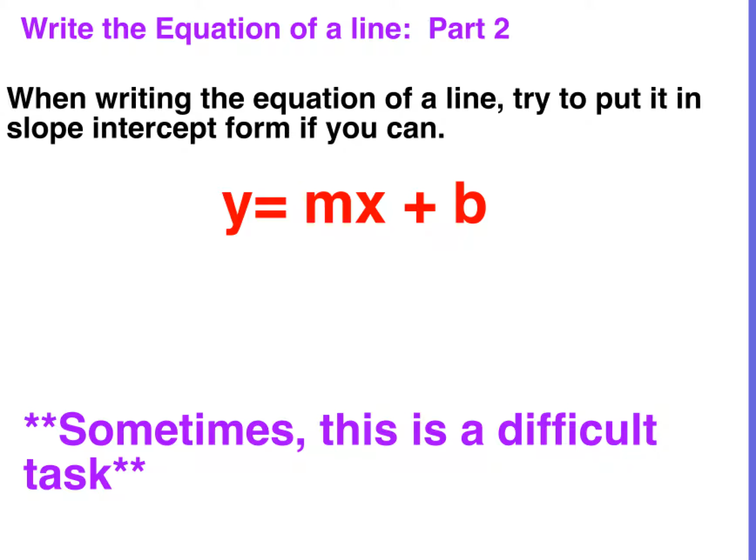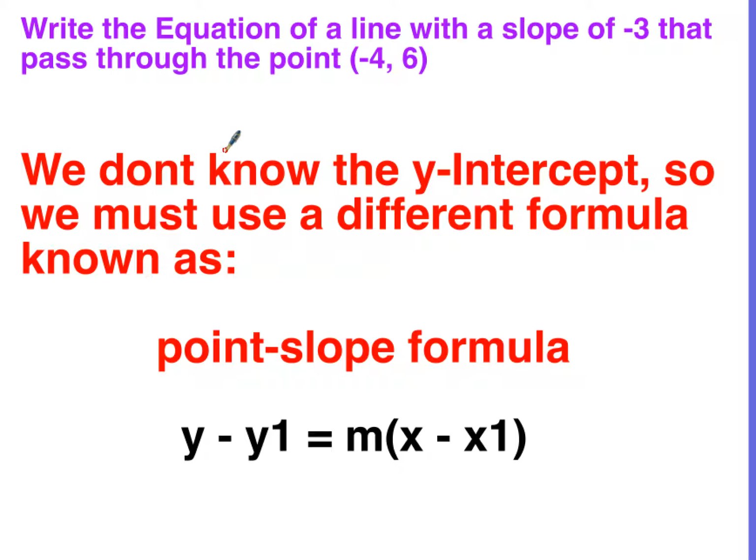But sometimes this is a difficult task based on what kind of information we are given. So we've got to deal with what we can. Here's what I'm talking about. If I have to write the equation of a line with a slope of -3 that passes through the point (-4, 6), I'm given the slope, which is kind of nice, but I'm not given a y-intercept. I'm just given a point that is on this line.